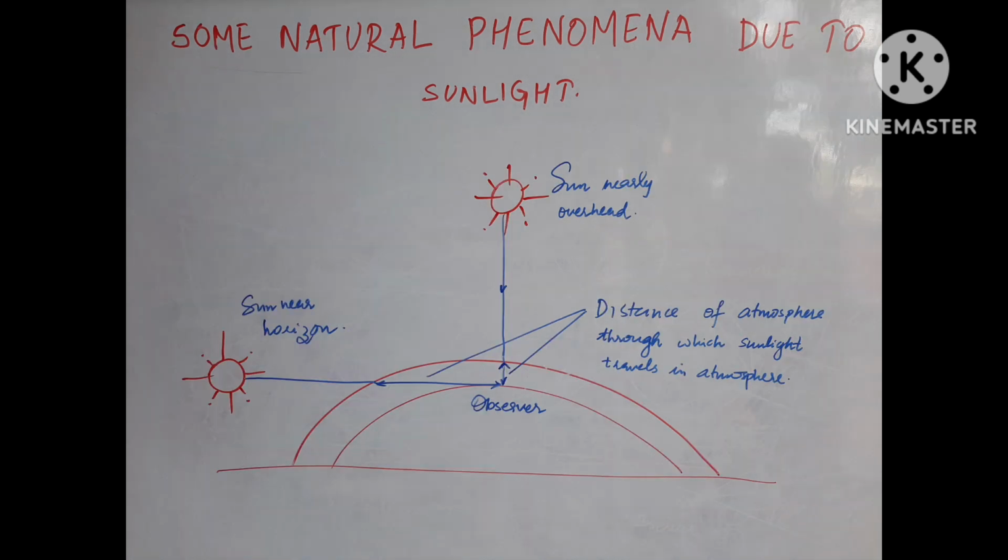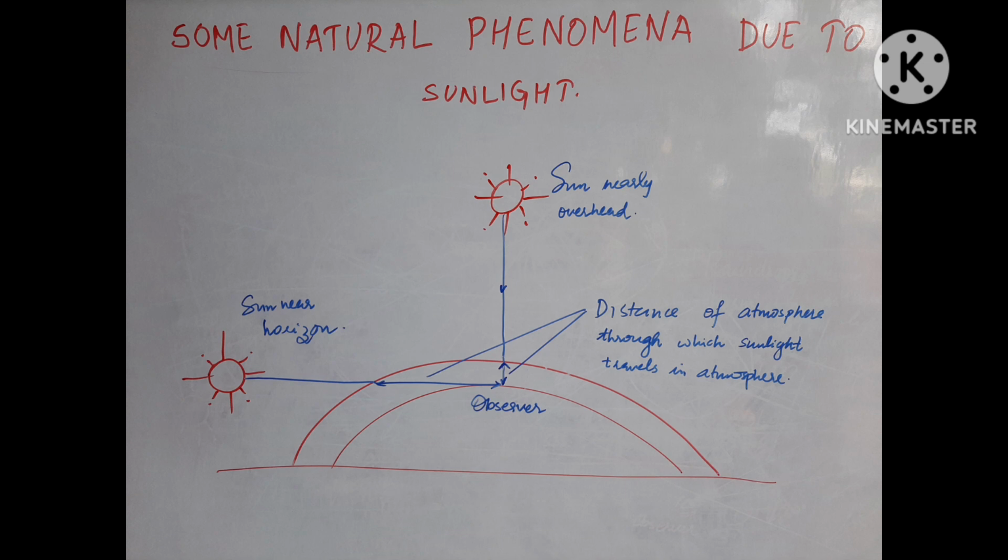The second phenomenon is scattering of light. Scattering of light means, as light enters the atmosphere, there are particles that have a particle size. If we consider a as the size of the particle and lambda as the wavelength, we have two situations: a very much less than lambda, or a very much greater than lambda.